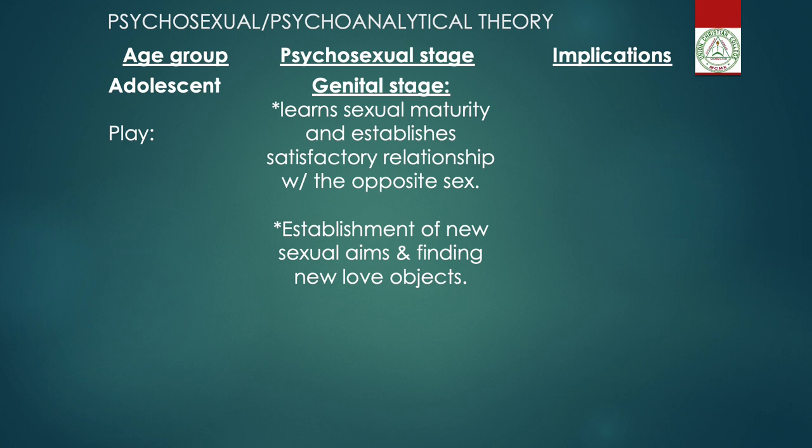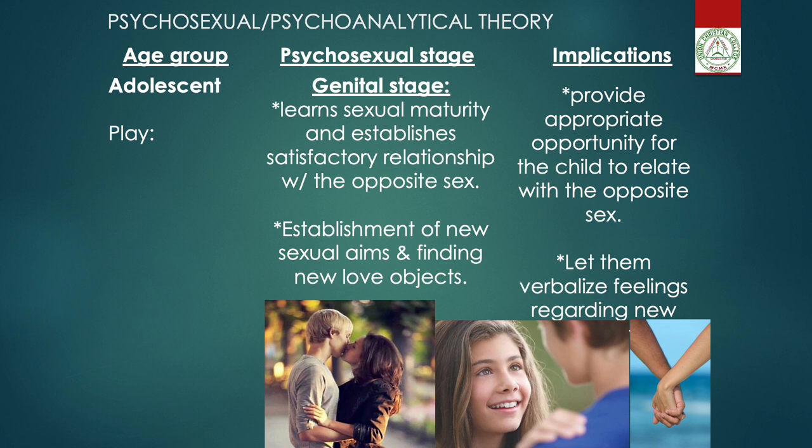Nagkakaroon na siya ng mga crush sa mga BTS, sa mga Blackpink members, or nagkakaroon na siya ng mga collections ng mga colored pink, color blue, color yellow. So that is how they start to establish their new sense of identity. Alam na kasi nila during the adolescent period kung ano yung gusto nila and it is now easier for them to establish their sexual aims and their new love objects. So what do we do when we are taking care of an adolescent individual? We have to provide them adequate opportunity to relate to the opposite sex.